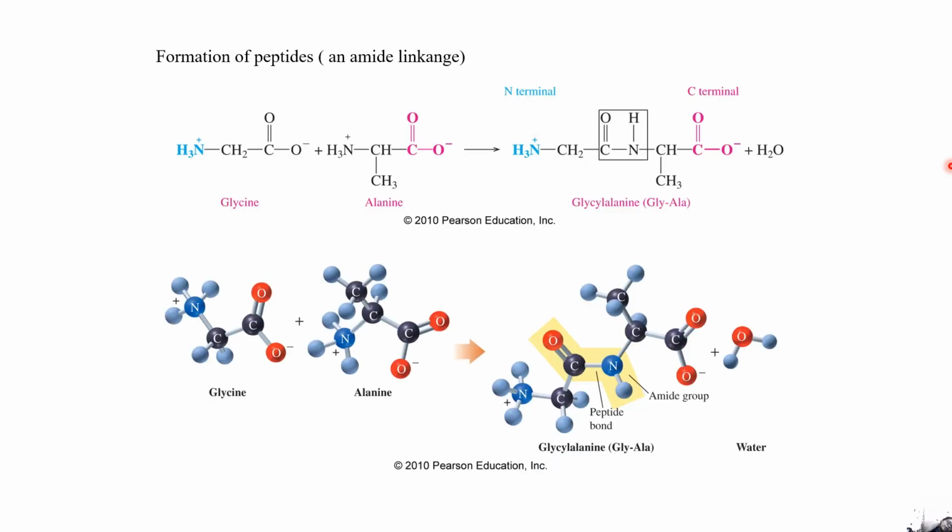Now we have talked about amino acids. How do the peptides form? How do the amino acids come together, get linked up, and form the peptides? The formation of peptides requires the formation of an amide linkage. If you see over here, glycine and alanine have come together, and there is a peptide bond between them, and the two amino acids have joined together.